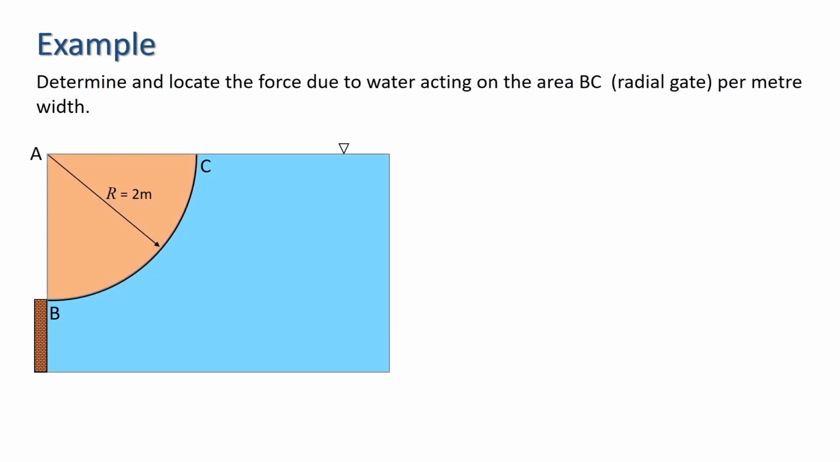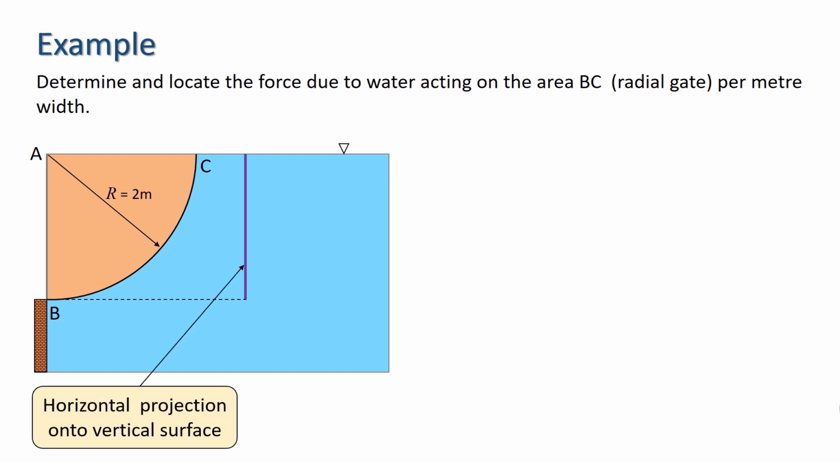Okay, let's look at an example. In this example, we want to determine the thrust acting on the radial gate shown here. Consider the horizontal component of the thrust. First, we project our curved surface onto a vertical surface. The centre of gravity of that surface will be at a distance of a half r from the surface, and the area of the surface has height r and width 1 metre, because the question states a unit width.